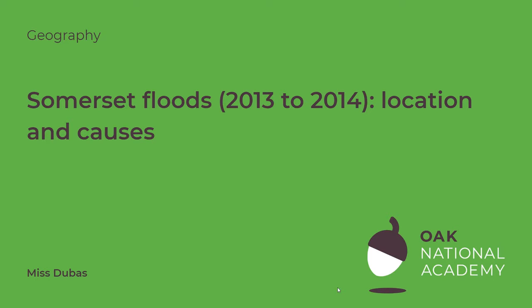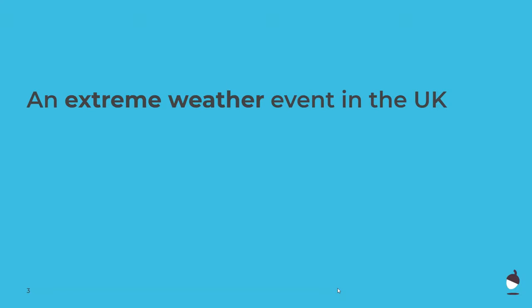So this lesson focuses on an extreme weather event that took place in the UK during the winter of 2013 to 2014. This event led to the flooding of a significant area in Somerset. This lesson will focus on the location and the causes of the flooding. The causes of the flooding were linked to the extreme weather event, but also to human activity. So as mentioned, this lesson focuses on an extreme weather event in the UK, but also its consequences.